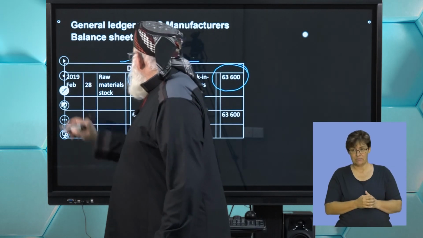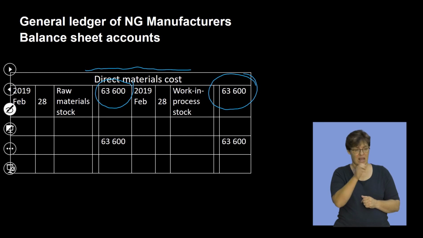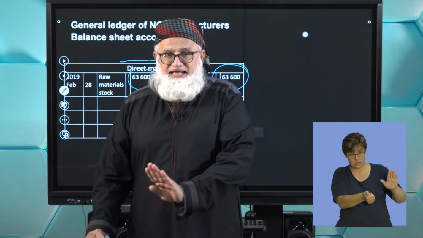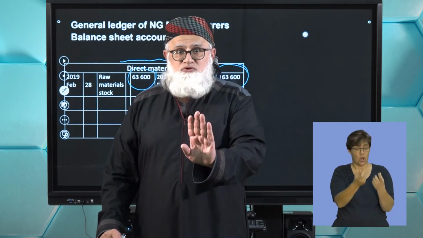And from your direct materials cost account, eventually that figure would end up in your work in process. As you can see in this ledger account, you close off your direct materials into your work in process. So here's the flow of information. Once again, recap. Raw material stock account into direct material cost account.